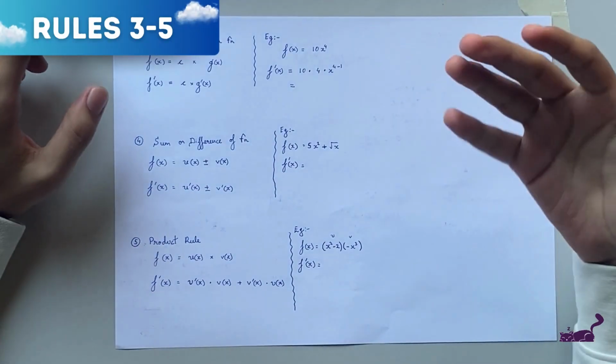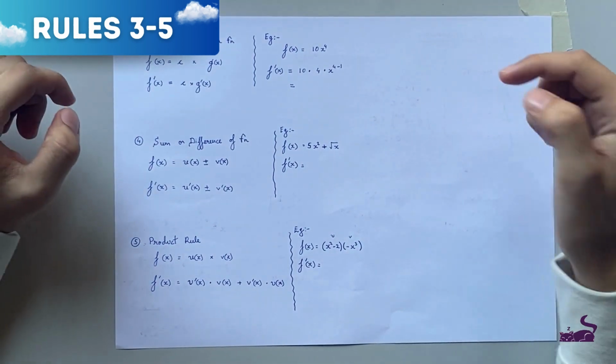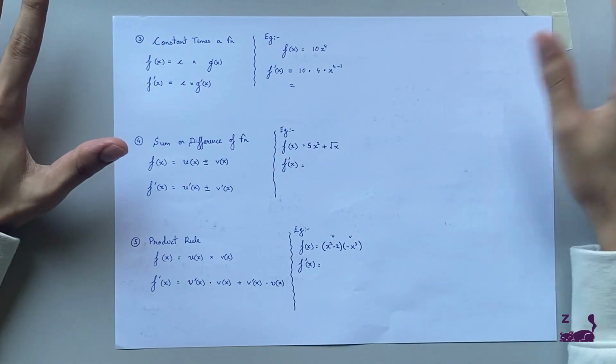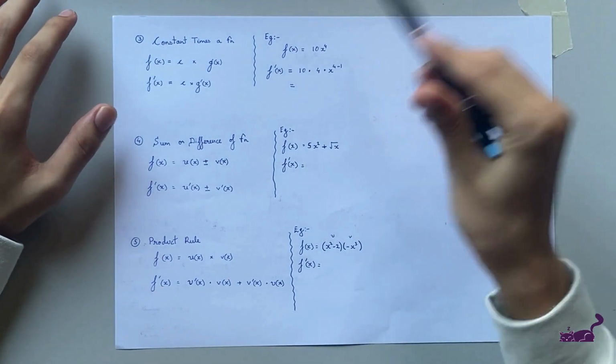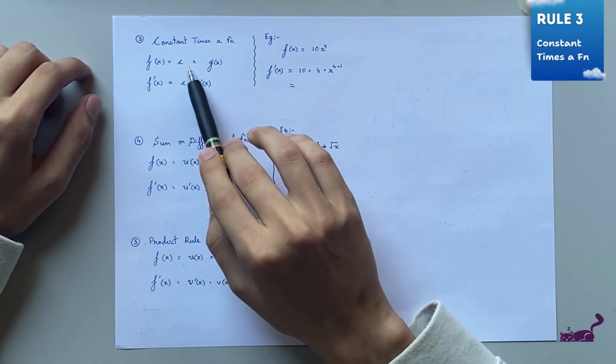Alright, now let's go on and move forward with rule number 3. Now this rule is basically known as a constant times a function. And what does it mean? Well, in simple terms, if you see over here, let's say we have another equation, g of x, and that is multiplied by a constant.